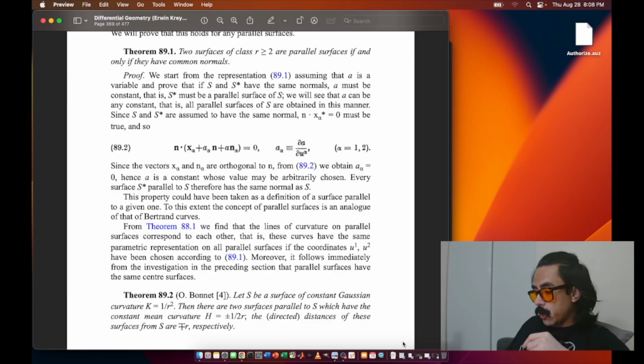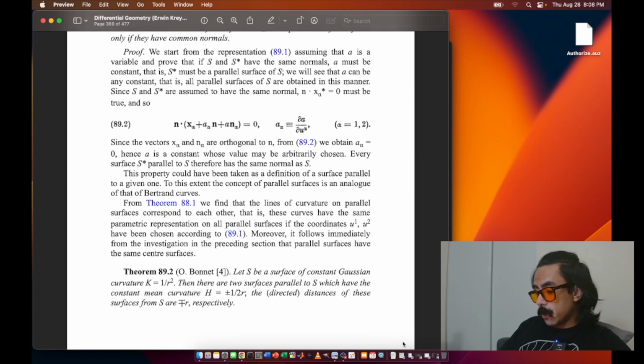We will see that a can be any constant, that is, all parallel surfaces of S are obtained in this manner. Since S and S star are assumed to have the same normal, then n scalar product with x sub alpha star equals 0 must be true. And so vector n scalar product with the quantity vector x sub alpha plus a sub alpha times vector n plus a times vector n sub alpha closed quantity is equal to 0, where a sub alpha is equivalent to partial a partial u alpha, where alpha is equal to 1 or 2.